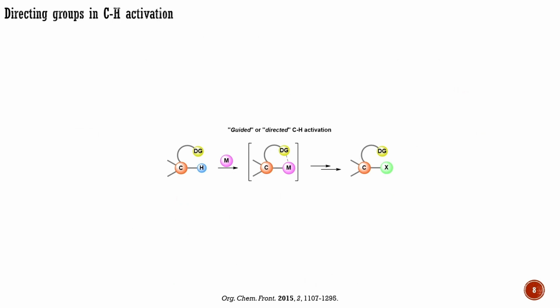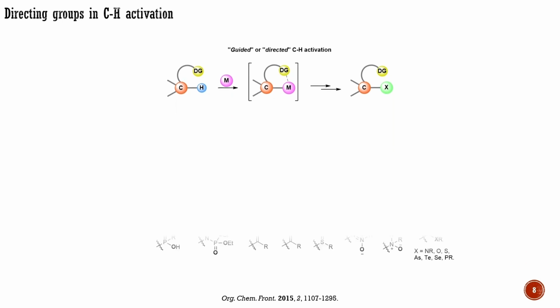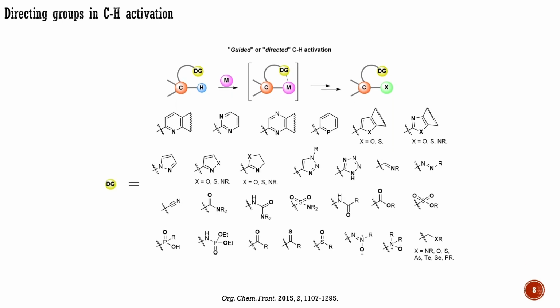Directing groups are functional groups possessing a heteroatom with lone pairs of electrons that can coordinate to the catalyst. Acting as ligands, directing groups guide the catalyst to the position that needs to be functionalized. In doing so, they are able to address the issues of selectivity and reactivity. Here, you can see the range of directing groups developed within the last 2 decades. Among others, the most popular directing groups are those based on pyridines, amides, and Schiff bases.